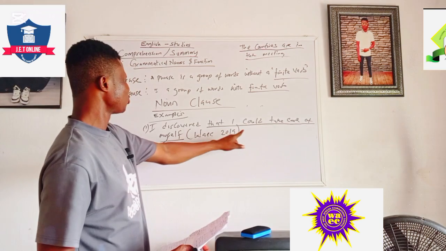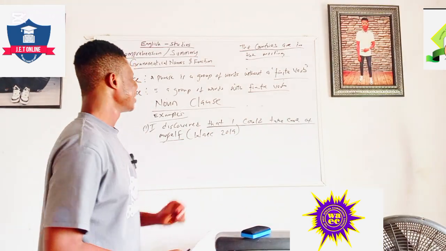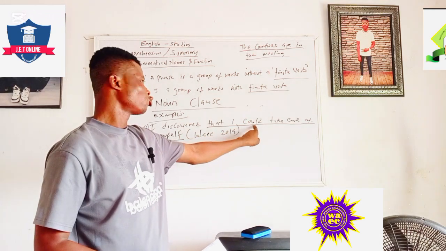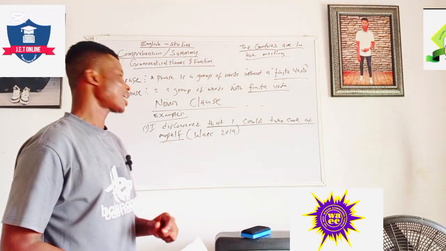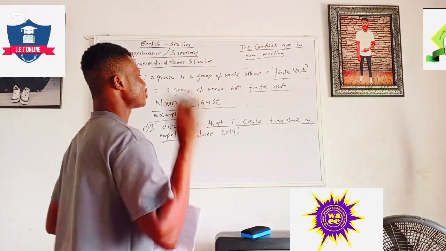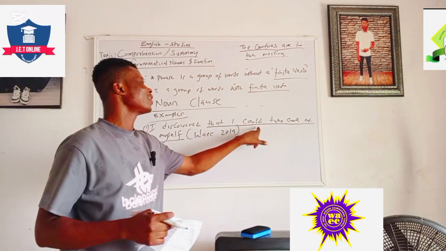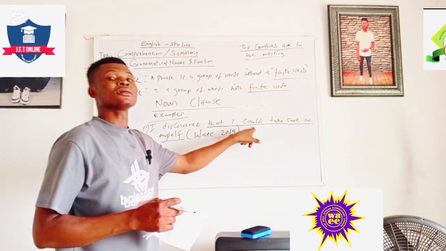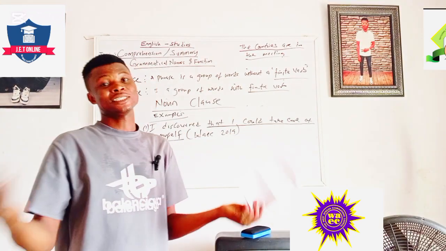Now if you look at this expression, is it a phrase or a clause? It's a clause. Why? There's a use of a finite verb, could, which is a tense form of verb. So that is what you need to know first: you need to know if there is a use of a finite verb, and if there is, you should know that it's a clause.